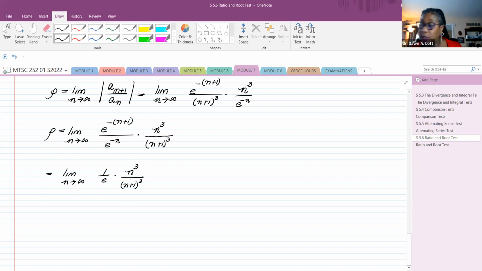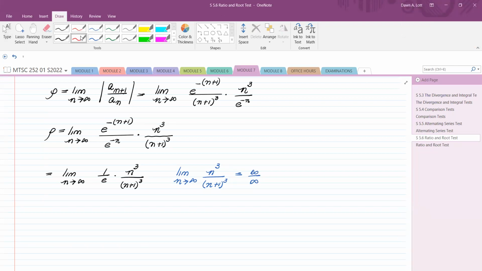And so now really what I need to find is the limit as n approaches infinity of n cubed over n plus 1 cubed. So if I can find that limit, then my answer will be 1 over e times the other limit. Okay. Well, this gives me infinity over infinity. So on this, whose rule can I use? L'Hopital's rule.